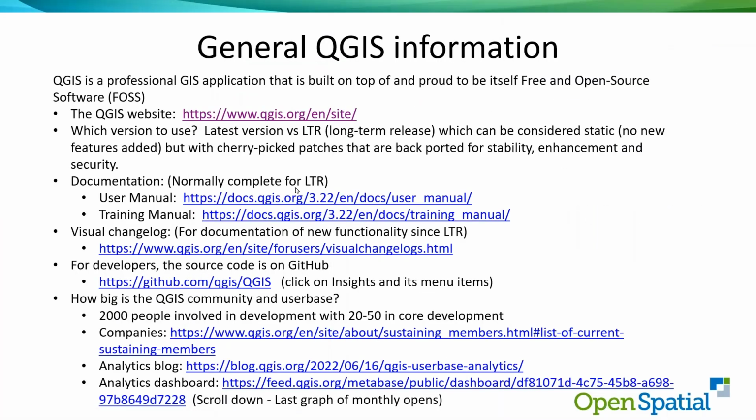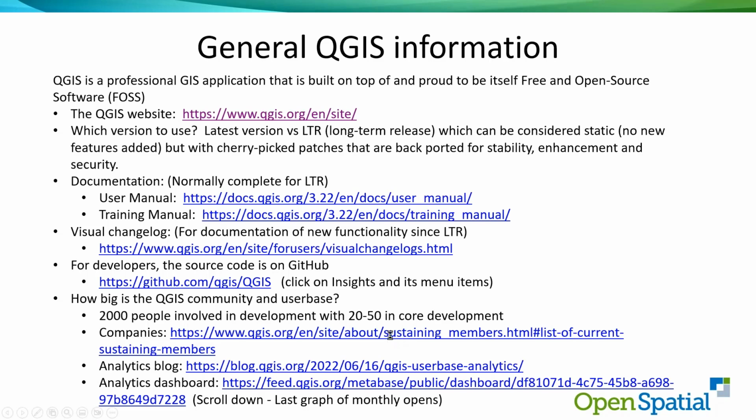The other thing you can look at is for developers. The entire source code of QGIS is available. You can go and contribute. There is obviously a procedure there. You need to be recognized, and they need to see that you're doing good work. There are over 2,000 people involved in the development, 20 to 50 core developers, and you can look at sustaining members. Obviously, we're one of those.